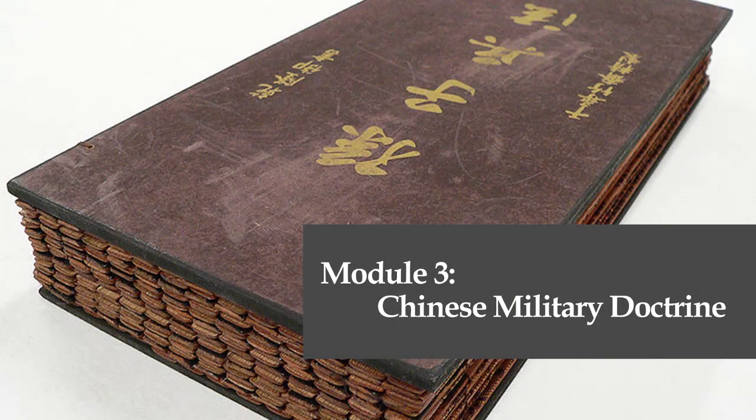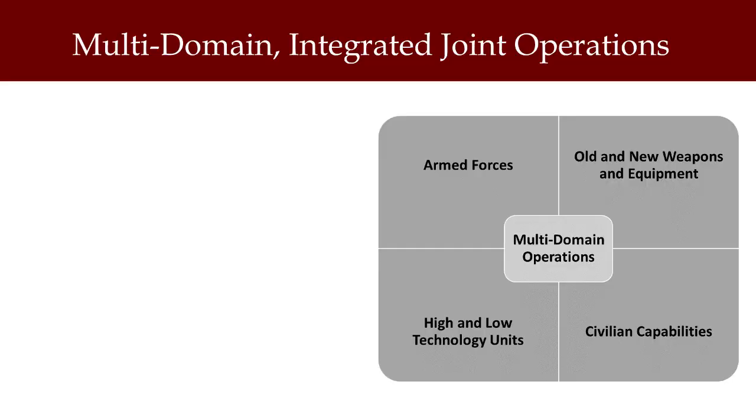PLA operational doctrine focuses on preparing for, conducting, and sustaining multi-domain, integrated, joint operations on land, in the air, at sea, and in the space, cyber, electromagnetic spectrum, and information domains. This requires units from multiple elements of the Chinese armed forces, supported by civilian capabilities. Depending on the location, these operations may include contributions from multiple services and forces in high and low technology units using both new and legacy weapons and equipment.